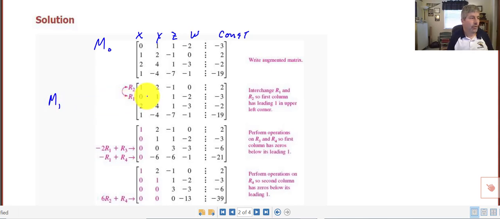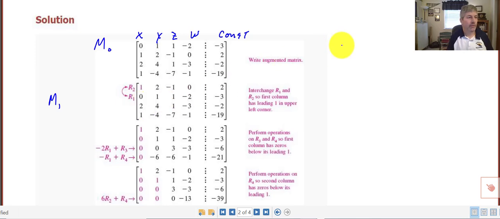So now we need to eliminate the 2 and the 4 here in row 3. We'll also need to do some work with row 4 as well, but we've got to work on row 3 first. Perform operations on R3 and R4 so the first column has zeros below the leading 1. We're going to take row 1, multiply it by -2, and add it to row 3. I'll have a -2 and a +2, so that's going to become 0. So what would that look like?